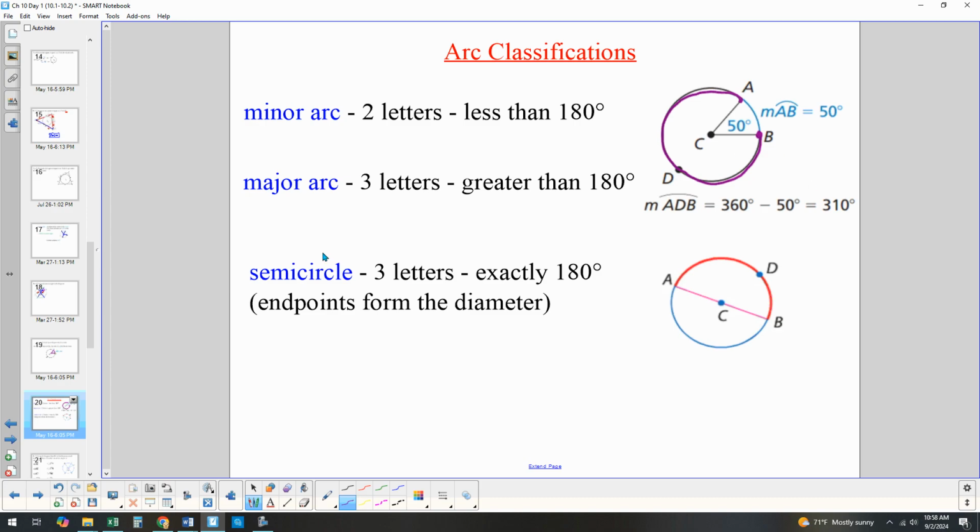And a semicircle is also three letters, but it's exactly 180. So the endpoints of a semicircle are the diameter. The trickiest thing is that it doesn't matter which way you would have gone for those two letters. Some people try to write it with two, but technically the only correct way to write our semicircle is with three letters.